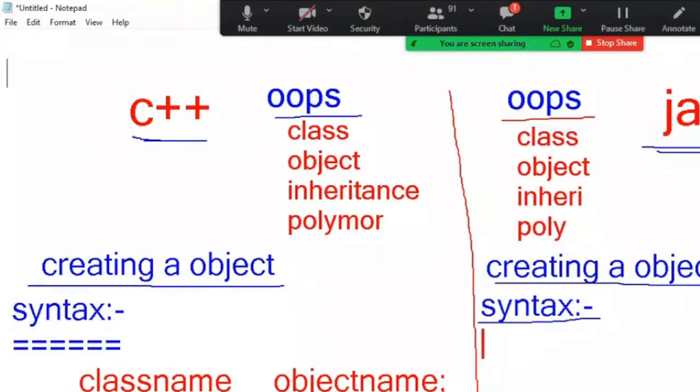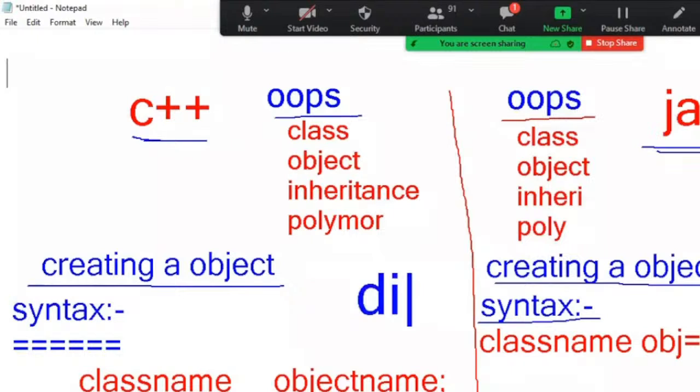Now some fellows are telling correct. Class name, object name is equal to new class constructor. Is there some other syntax or not? Yes, observe here. That's why these two languages are syntactically different. Conceptually the concepts are the same, but syntactically different, and functions are also totally different.